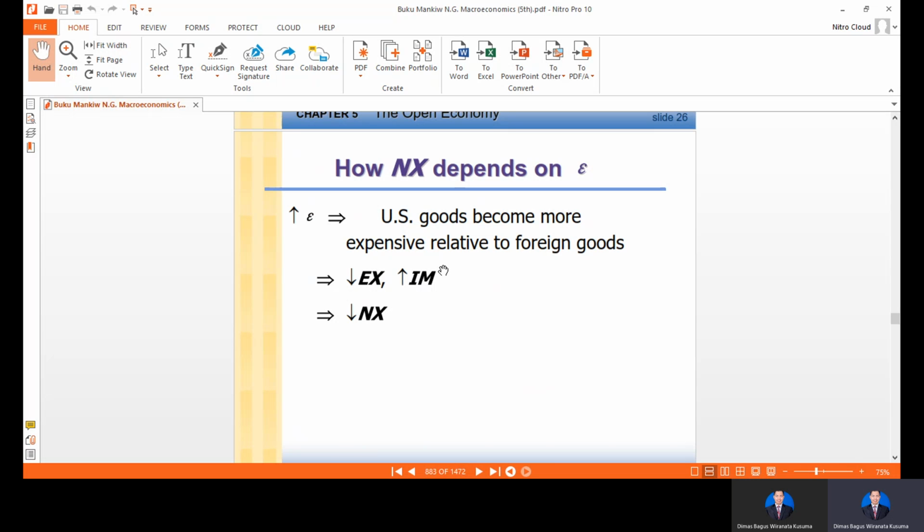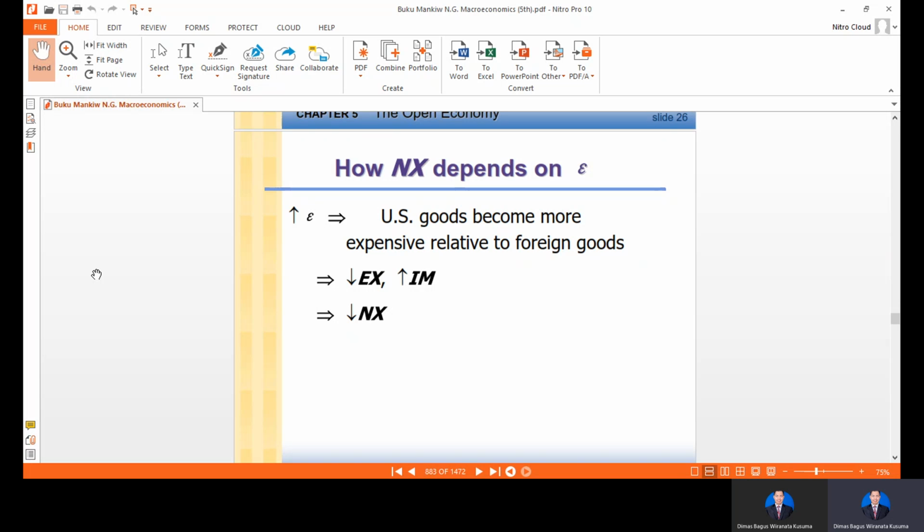And overall, if you compare export and import, you will get the net export is decreasing. So it means that if you have an increase in real exchange rate, your good price is higher compared to the foreign price. So it will reduce your trade balance. So you will have a negative trade balance.